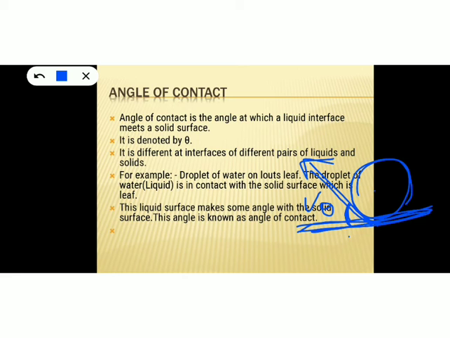And again here I will mark another angle. This is also an angle between the tangent drawn to the liquid surface at the point of contact and the solid surface, isn't it? So this is the angle of contact. Why? Because this angle lies inside the liquid drop. So this theta 1 is the angle of contact, and theta is not the angle of contact because it resides outside the liquid surface.